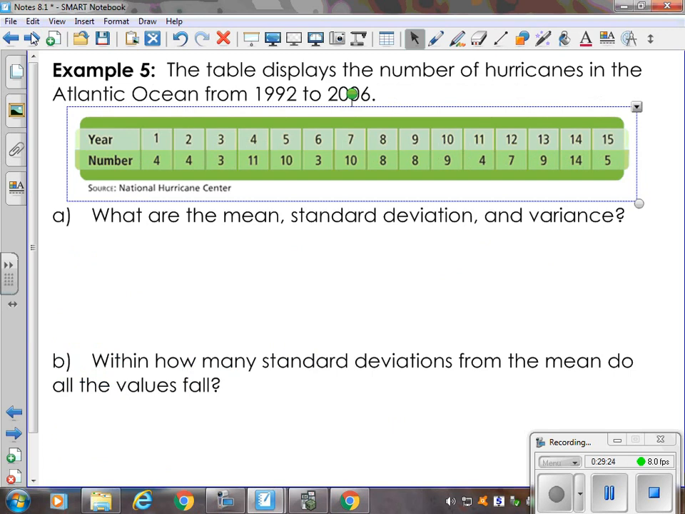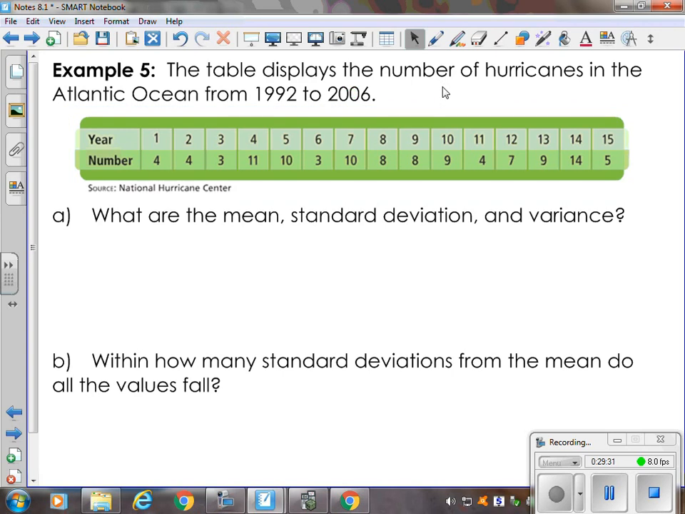So this one is about hurricanes in the Atlantic Ocean, and they only are using the data from 92 to 2006. So you're finding the mean, the standard deviation, and variance for that. And I'll talk about helping you with part B here as soon as you get those values.